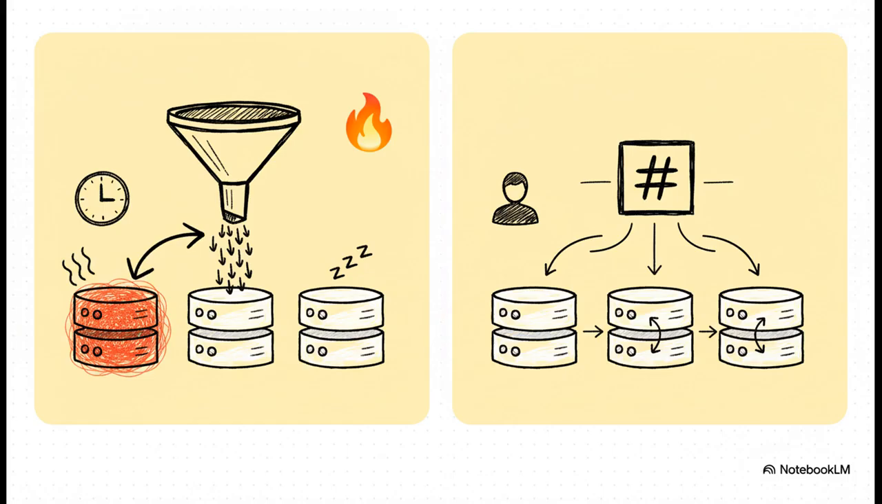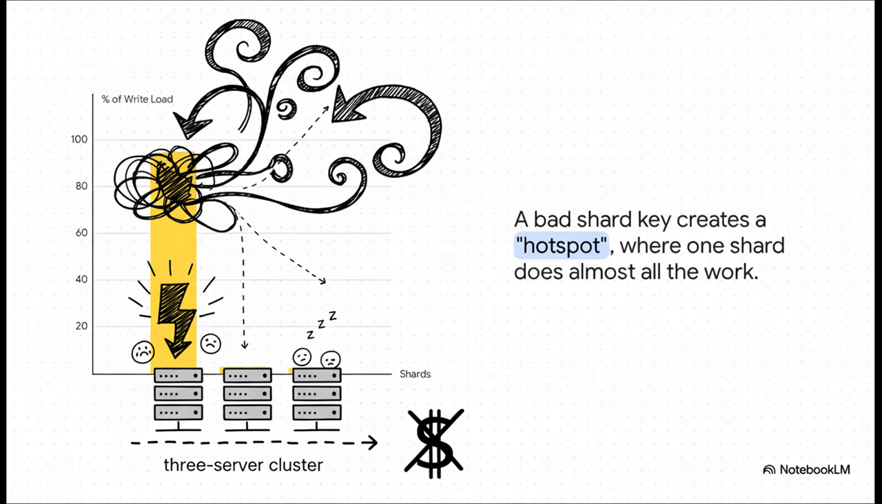No traffic jams. And this chart just shows you the hotspot problem perfectly. Look at this. Shard A is getting absolutely hammered with 95% of the work, while shards B and C are just sitting there twiddling their thumbs. You've paid for 3 servers, but you're really only using 1. It totally defeats the entire point of doing this in the first place.